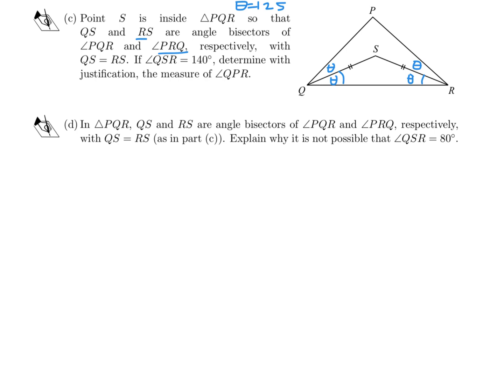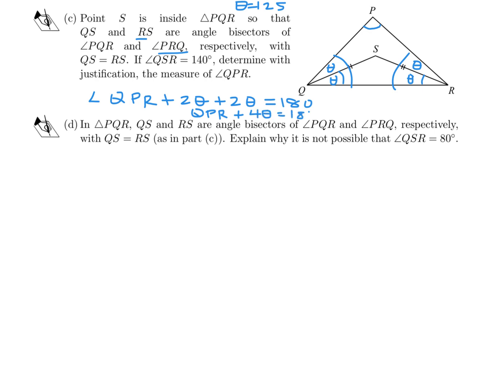Okay, so now what? What do they want here? QPR. Oh, so they want this angle in here. Well, QPR, that angle, plus this whole thing, which is 2 theta, and then this whole thing, which is another 2 theta, that's going to be all 180. Correct? Yeah. So that means QPR plus 4 theta is equal to 180.